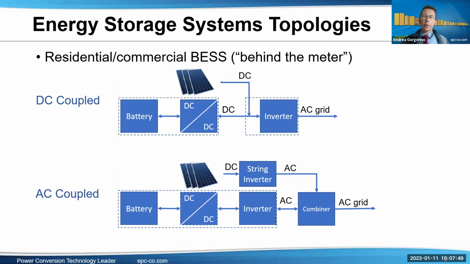The second series of topologies we should talk about is the energy storage system, which is becoming more and more popular. So these are some examples of residential and commercial battery energy storage systems, the ones that are commonly known as behind the meter. And there are two options here. One is the DC coupled, and the second one is the AC coupled. As the name implies, in the DC coupled, you tie together the DC buses from the solar panels and from the battery, while in the AC coupled system, you tie them after inverters, which means you do an AC coupling of the two, the panels and the batteries.